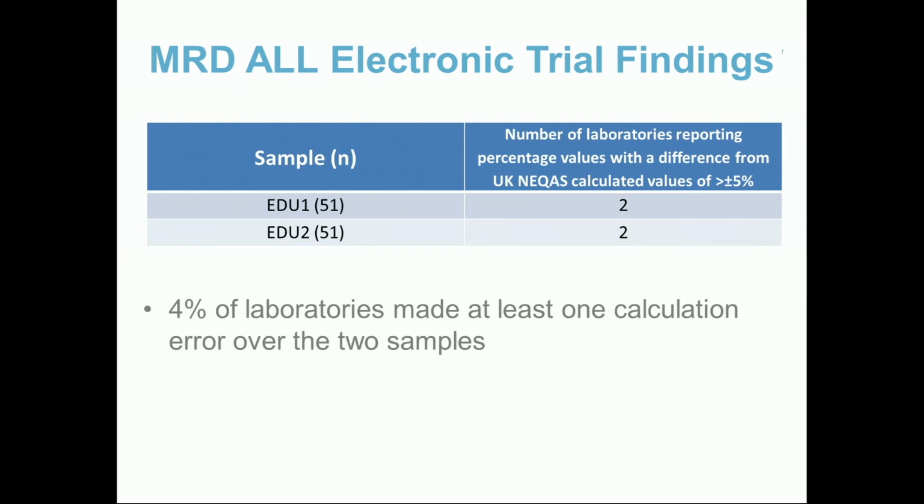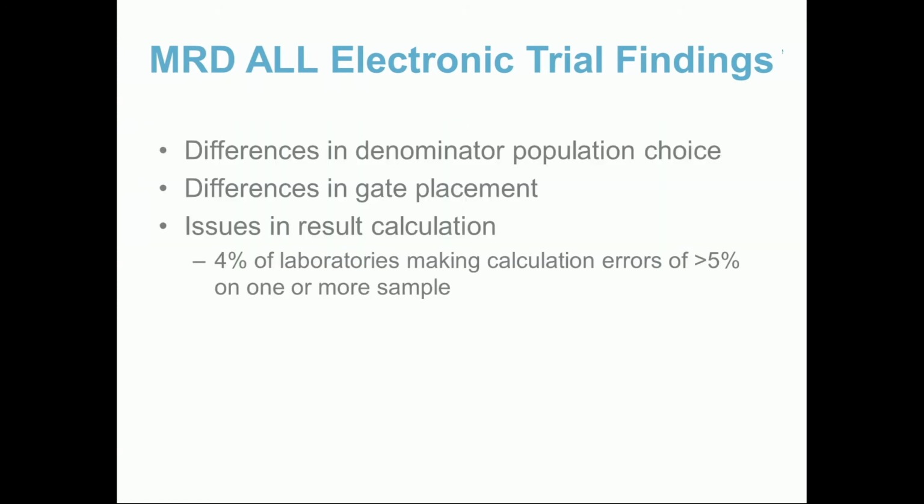Again, we checked the maths to see if there were any mathematical problems and calculation errors. We only found 2 laboratories on each sample, so 4%, with at least one calculation error over the 2 samples. I still think that 4% is too much. It's very worrying that we're getting calculation errors or data entry errors, whichever way you want to say it. With the MRD, there are differences in denominator population choice, clearly differences in gate placement, and we've got issues in calculation, although not as many issues as we saw on the CD34.